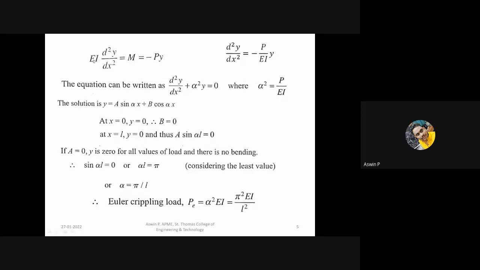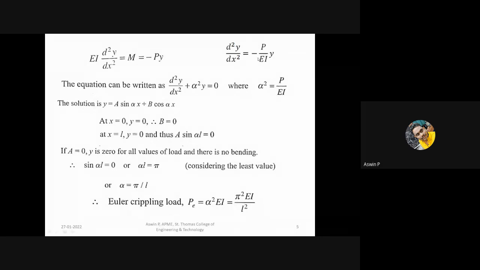From here you can take EI to the right hand side. So the equation will become d square y by dx square equal to minus P divided by EI into y. This is the common equation. And if we take this one to the left hand side, the equation will become d square y by dx square plus P divided by EI into y equal to 0.